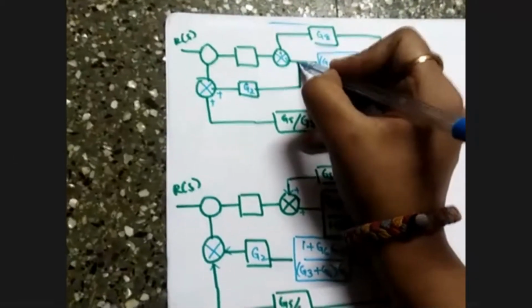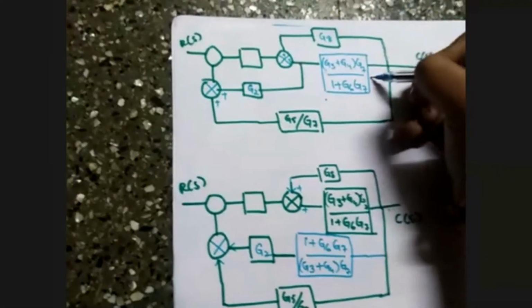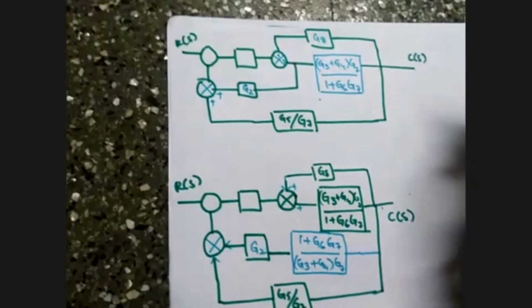Now, what will be the next step? Now I want to move this branch ahead of this particular block. Same rule.